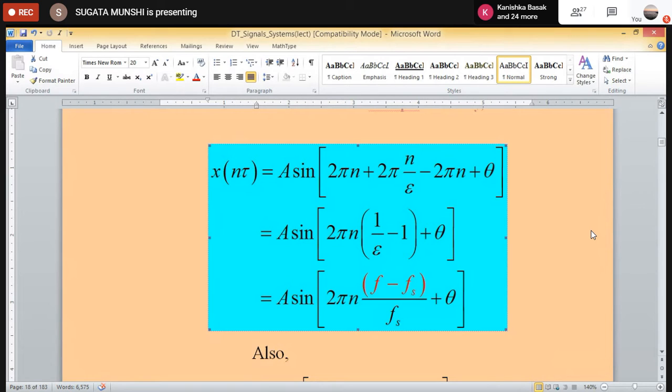F − Fs is less than F. I am trying to locate what frequency values less than F can be represented by the sampled data signal. Is it the only possibility, or is there something else also? Let us see. Okay, write down this thing, then I'll proceed.